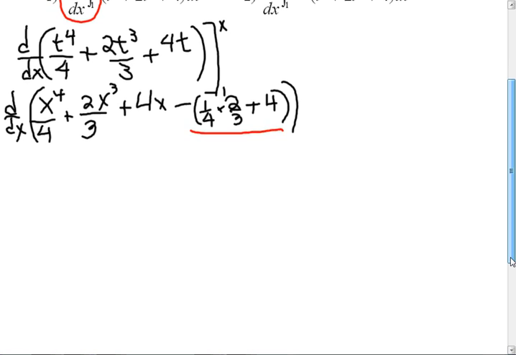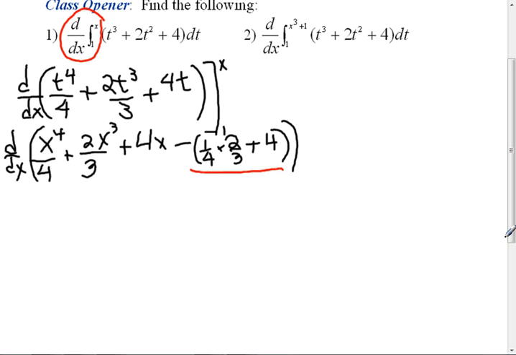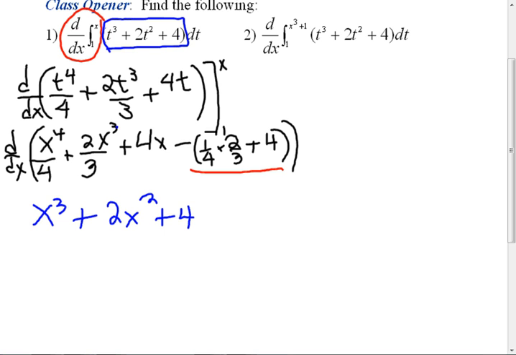And now if we find the derivative of this, notice what happens. The derivative of x to the 4th over 4 is just x cubed, right? Plus, and what happens to the 3's when I take the derivative of 2x cubed over 3? The 3's cancel out. I'm left with 2x squared plus 4. Interesting. It's the same function, but not at t, but at what? x. So I substitute x for t.